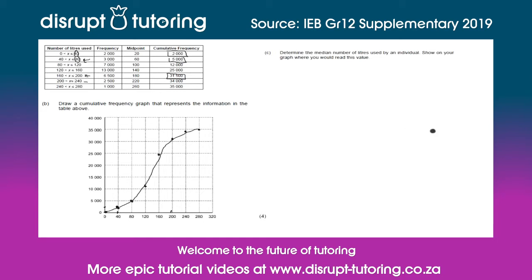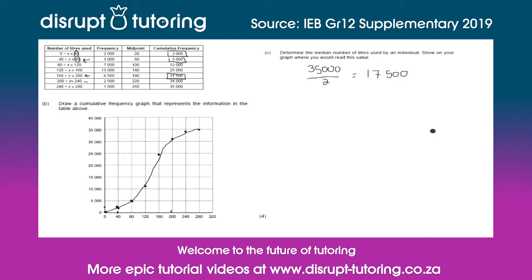And C is asking us to determine the median number of liters used by an individual. For this, we need to show on the graph where you read this value. The median is your middle number. That's how I remember it. So we need to find out, of your cumulative frequency, which we know is 35,000, your median position will be at the halfway mark.